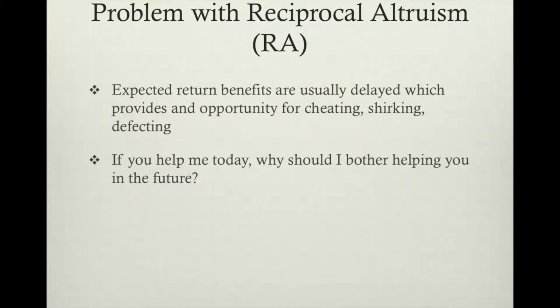So reciprocal altruism is really limited to certain kinds of species. And the reason why is because there are some problems with it as a system. The expected return benefits are usually delayed, so that then provides the opportunity for cheating, shirking, or otherwise defecting. In other words, if I help you out today, or if you help me out today, why should I bother helping you out in the future? The temporal delay in being paid back makes the system vulnerable to cheating.